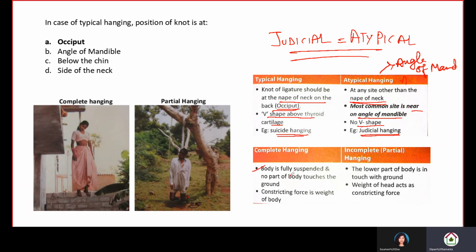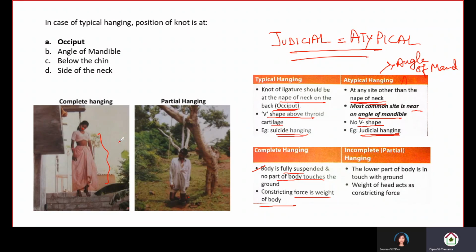In complete hanging, the body is fully suspended, no part of the body touches the ground, and the constricting force is the weight of the whole body. Due to the weight of the whole body, this knot becomes tighter and tighter, constriction of the neck occurs more and more, and death occurs.